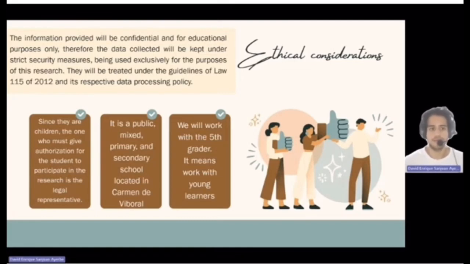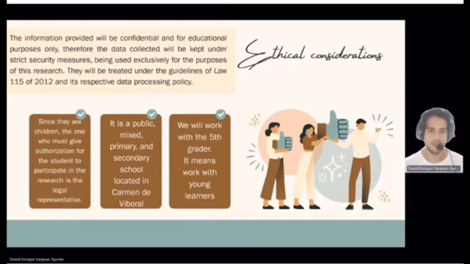Now we have here the three aspects. They are really young. They are kids from 5th grade. So of course, we have to be precise about the information that we are going to gather from the school. So it's going to be really careful. As you can see, the first one is that as they are children, the one who must give authorization for the students to participate in the research is the legal representative.